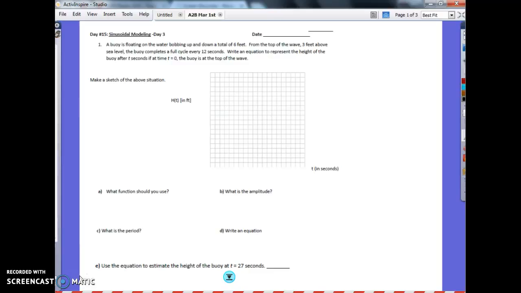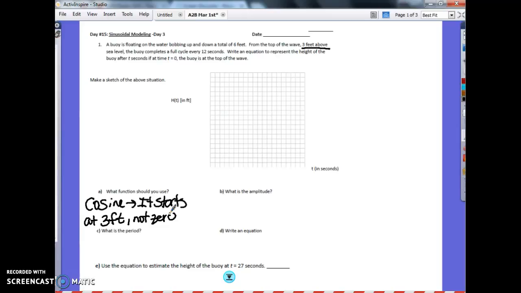So the first question, part A down here, asks, what function should you use? We'll go back. It says from the top of a wave, 3 feet above sea level. So if we're deciding between sine and cosine, we always know that sine starts at 0. So if we're starting at 3 feet above, we know we want to use the cosine graph. All right, so we're going to use the cosine graph here. And our reason is, again, it starts at 3 feet, not 0. If we were just starting at 0, maybe the sine curve would be a better option for us.